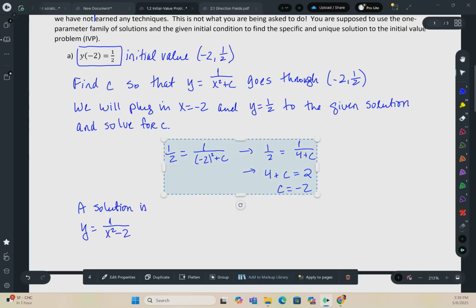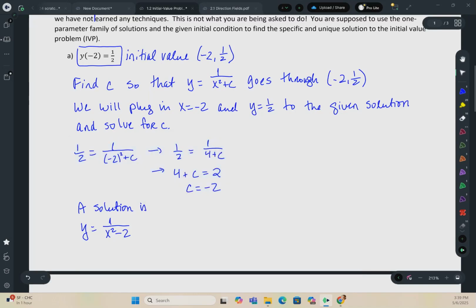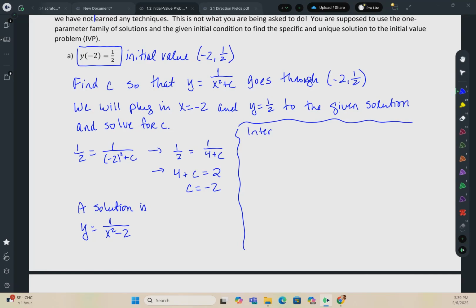Now, the second part's a little bit harder, okay? Looking at this problem, I want to separate this from everything. So my interval of definition, y equals 1 over x squared minus 2. I can see that my domain for y is such that x squared minus 2 cannot be 0, and that means that x cannot be plus or minus the square root of 2. If it is, then we've just divided by 0. Okay, so I found the domain restriction for y.